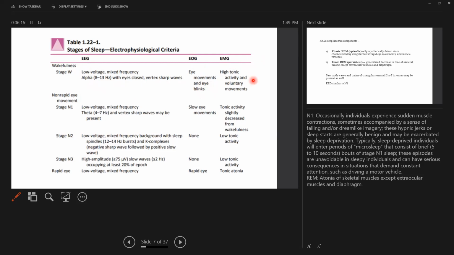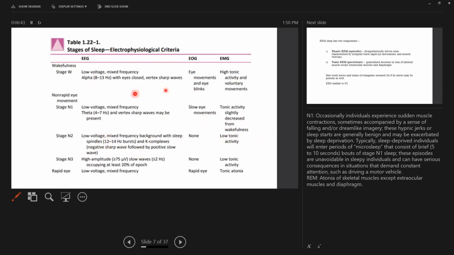as we progress to sleep, we have the NREM sleep, stage 1, stage 2, and stage 3. In stage 1, we have the theta waves, as we have progressed towards lighter sleep, which stands at 4 to 7 hertz. In EOG, we have slow eye movements, and EMG tonic activity is slightly decreased from wakefulness. Then in stage 2, we see sleep spindles and K complexes.